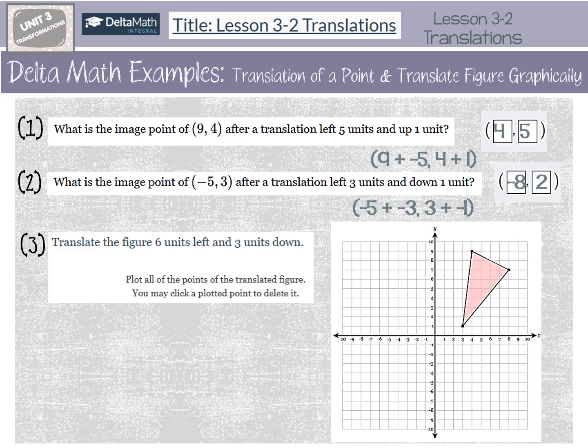There's a couple different translation problems in Delta Math, and one of them is where you are just plotting all the points. So we have an original triangle there. The coordinates are not labeled. That is fine. You can just count from each of the vertices and go left 6, down 3. So there is that top left one, left 6, down 3, left 6, down 3, left 6, down 3, and there is the new triangle.